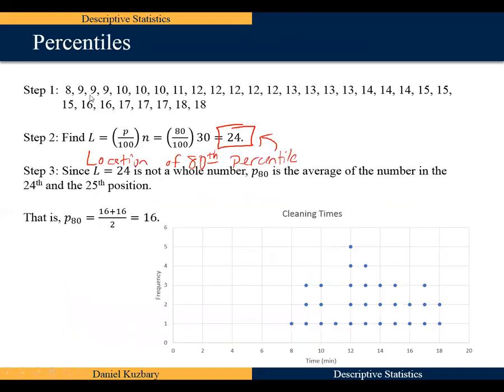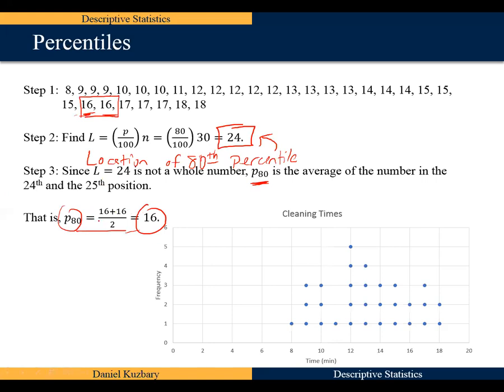So in my data set, I want to find the 24th number. I'm going to count back from 30. 30, 29, 28, 27, 26, 25, 24. So that's the number in the 24th location. That's the number in the 25th location. So I take those two things and average them. It's just how you do it. Okay, so P80 is the average of those two numbers, which is easy to average. 16 plus 16 divided by 2 is 16. So my 80th percentile is 16.